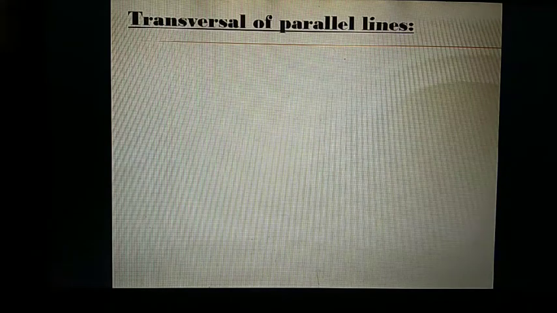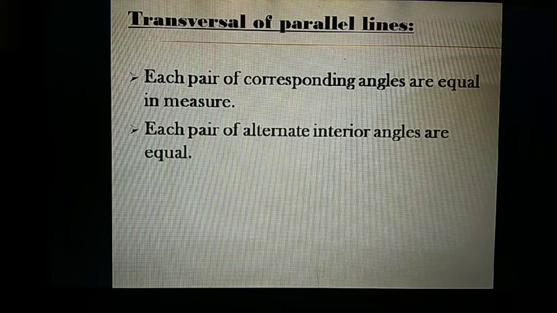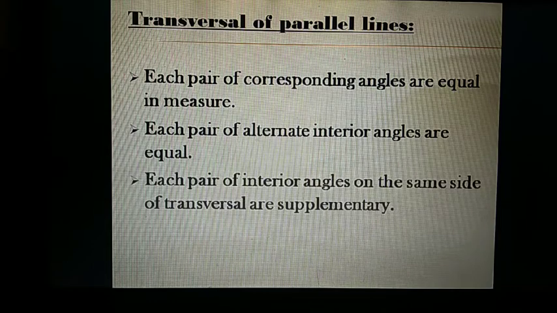Next is transversal of parallel lines. Now if the lines given to you are parallel, in that case, the corresponding angles will be equal to each other. Alternate interior angles will also be equal to each other in measure. And interior angles on the same side of the transversal are supplementary. It means when you add them, you will get 180 degrees.